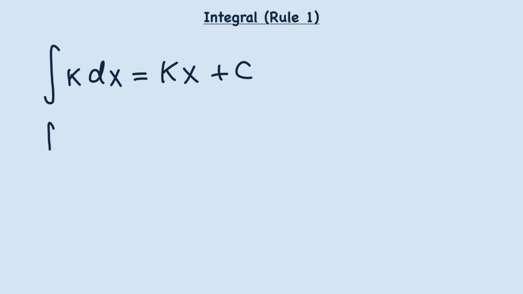Let us take an example. Integral of 4 dx. According to the rule, I should put the number here, which is 4, and multiply it by x. Then I should not forget about plus c, which is the constant.